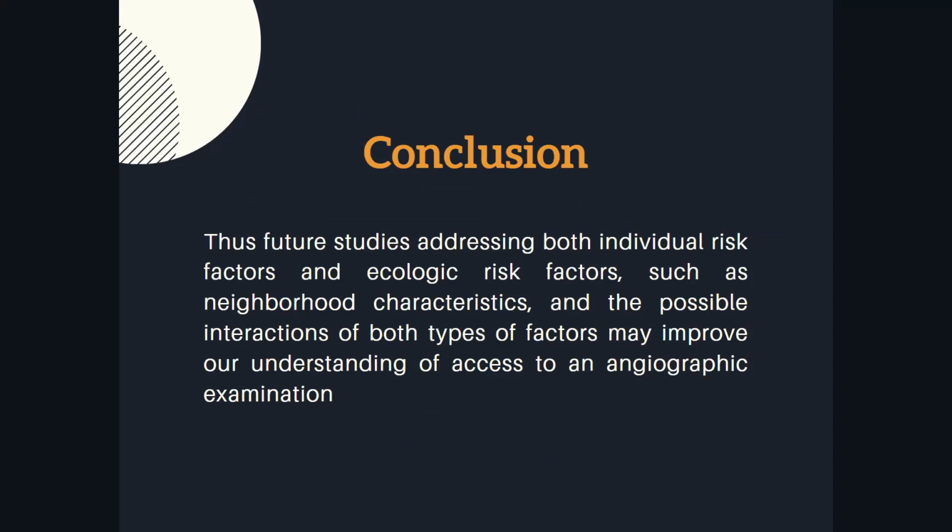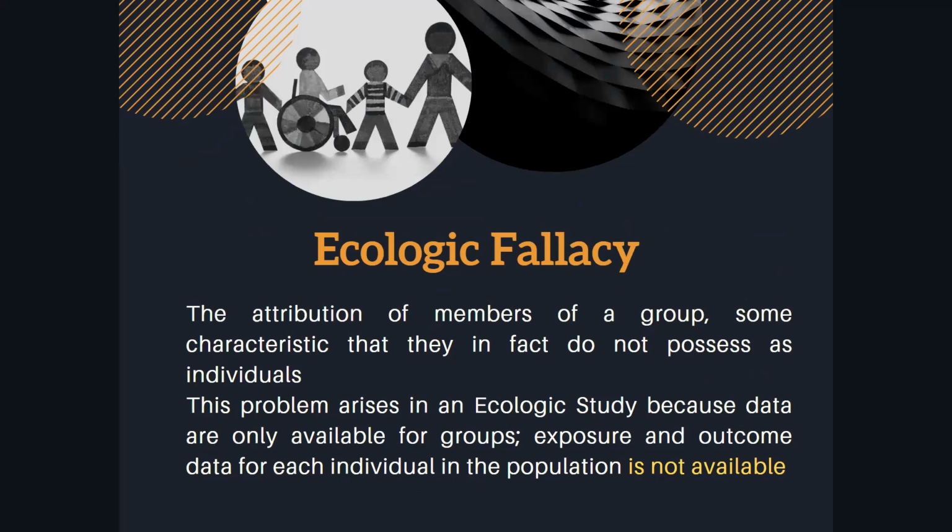Thus, further studies addressing both individual risk factors and ecologic risk factors, such as neighborhood characteristics and the possible interactions of both types of factors, may improve our understanding of access to an angiographic examination. Now, a very important concept is ecologic fallacy, which is the attribution to members of a group of some characteristic that they in fact do not possess as individuals. This problem arises in an ecologic study because data are only available for groups, and exposure and outcome data for each individual in the population are not available.